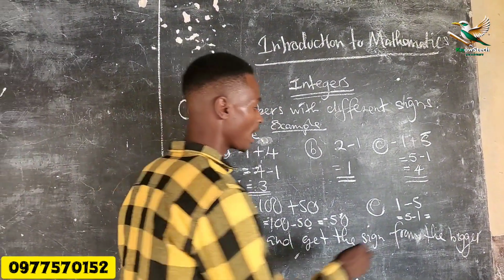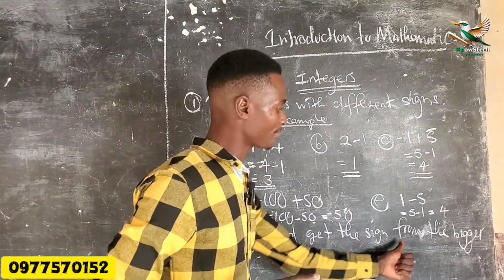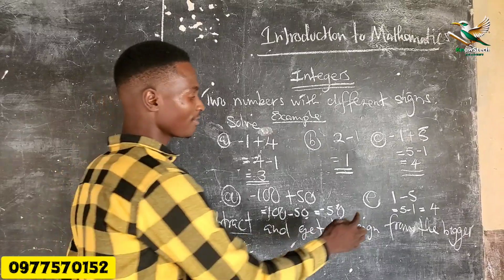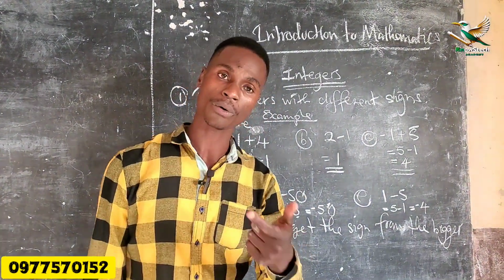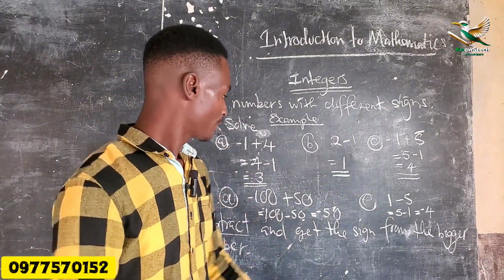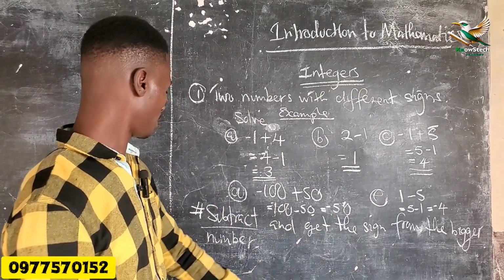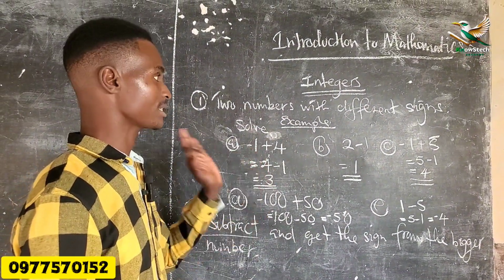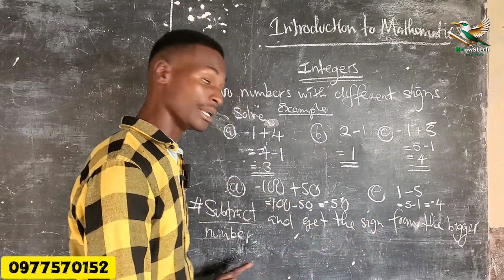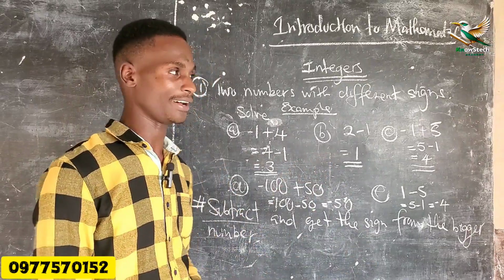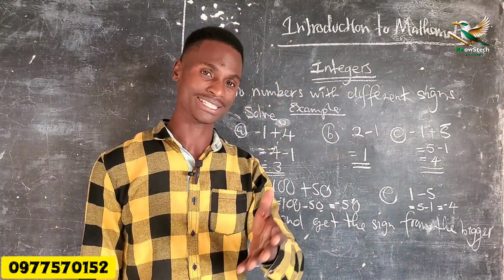So 5 minus 1 is 4. Then the second part, get the sign from the bigger number. The sign from the bigger number is negative. So 1 minus 5 is -4. Okay, so that's all about this rule. This is the first rule. Two numbers with different signs, subtract and then get the sign from the bigger number. Are we together?